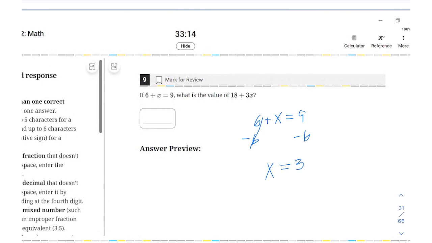And then we could plug 3 into this equation. 18 plus 3x would then equal 18 plus 3 times 3, which is 9, which is going to give us 27 as our answer.